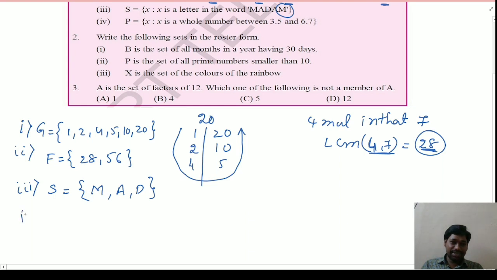Okay, next one. P is a set of whole numbers between 3.5 and 6.7.